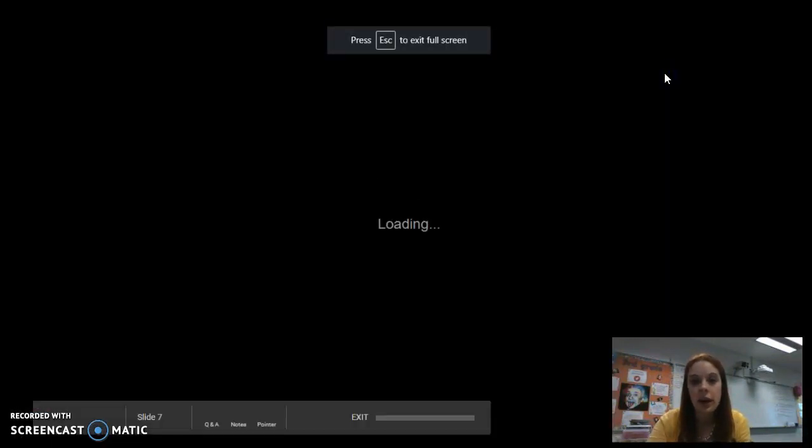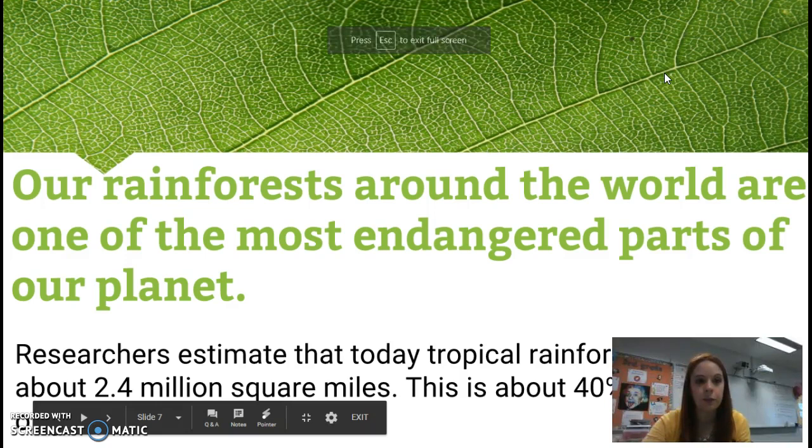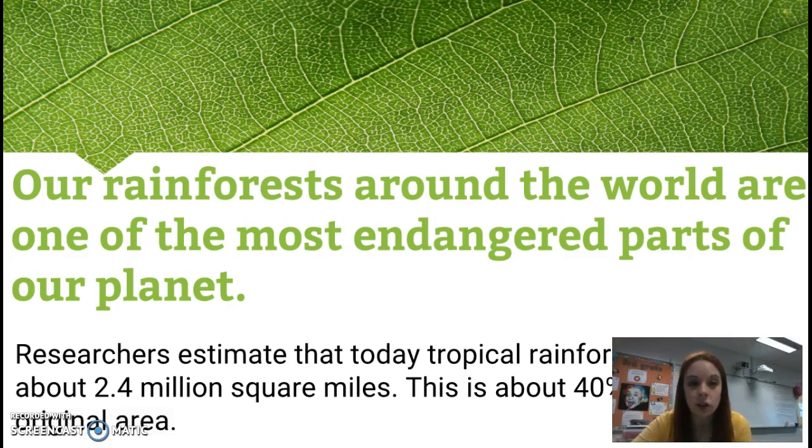Then, we had this problem right here. It reads, our rainforests around the world are one of the most endangered parts of our planet. Researchers estimate that today, tropical rainforests cover about 2.4 million square miles. This is only 40% of their original area.